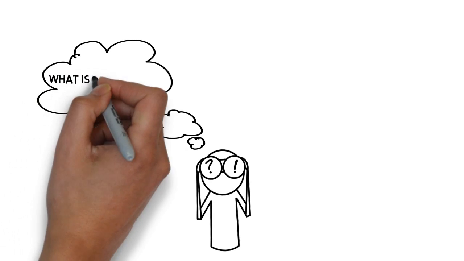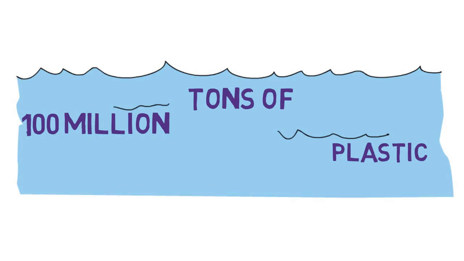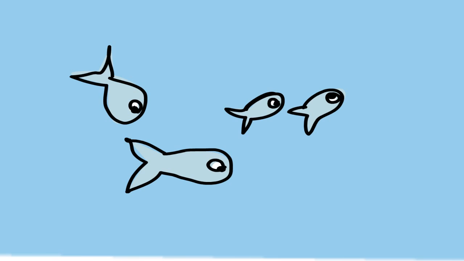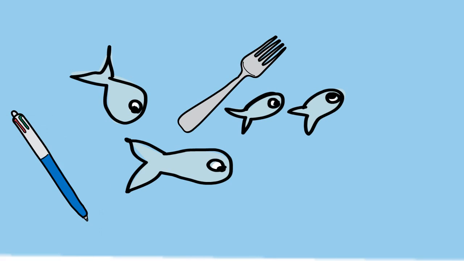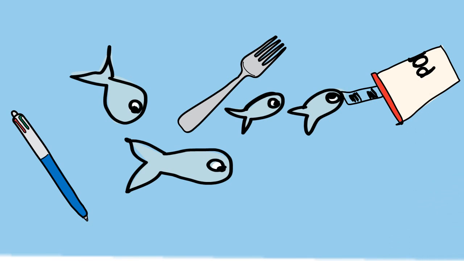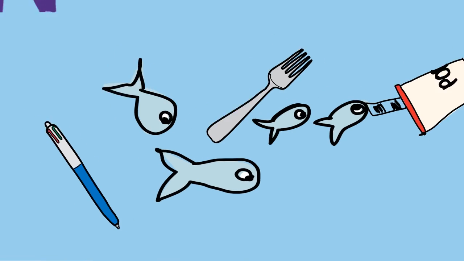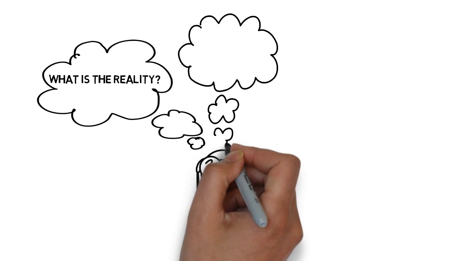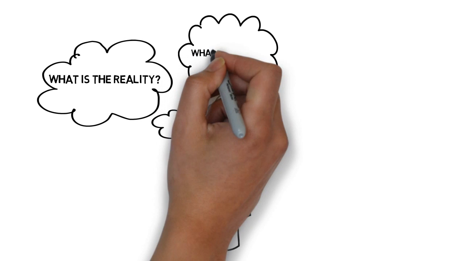What is the reality? Narayana identified that our oceans contain over 100 million tons of plastic, but can take up to 1,000 years to fully break down. In some places, you can find 60 times more plastic than plankton, the food of many sea animals. Over 100,000 sea animals die each year from eating plastic. And who knows how much plastic is in the fish we eat? That's the reality of the problem Narayana found.